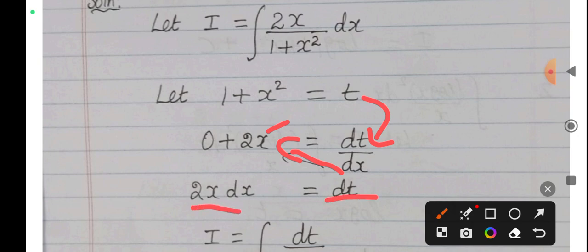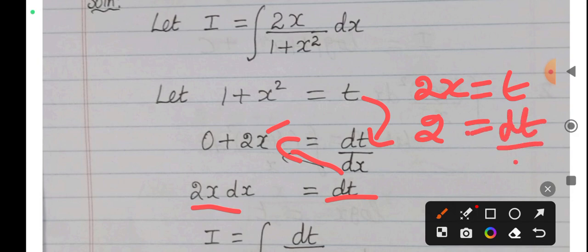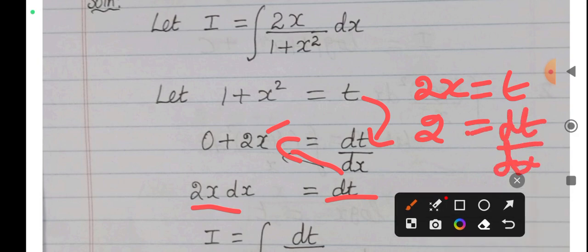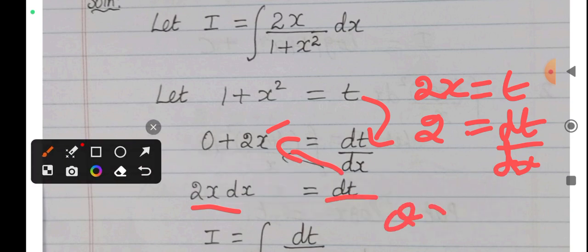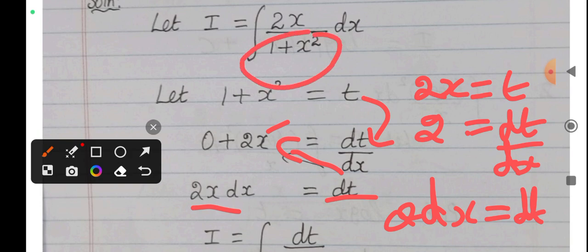Why are you taking 1 plus x square as t? Why not take t as 2x? If you take 2x as t and differentiate, 2 into 1 equals dt by dx, so you get 2 dx equal to dt. Then you can't remove the 1 plus x square. So in that sense, we have to decide it.